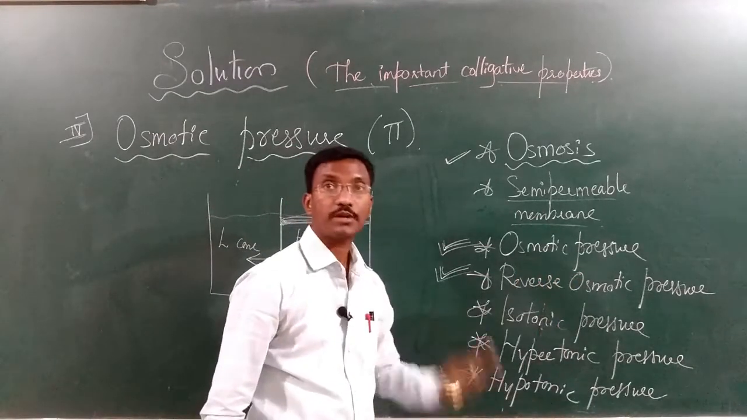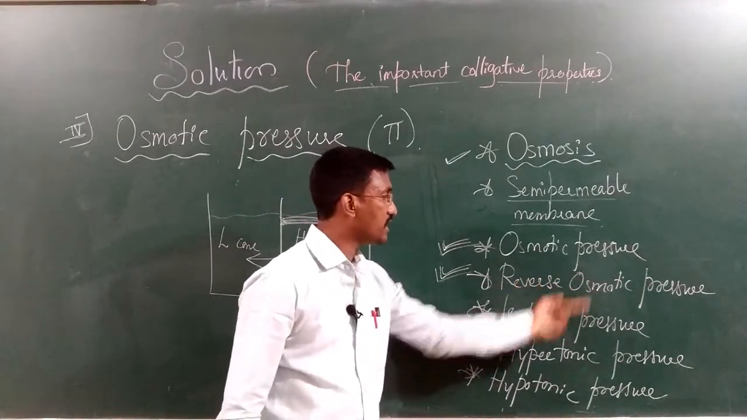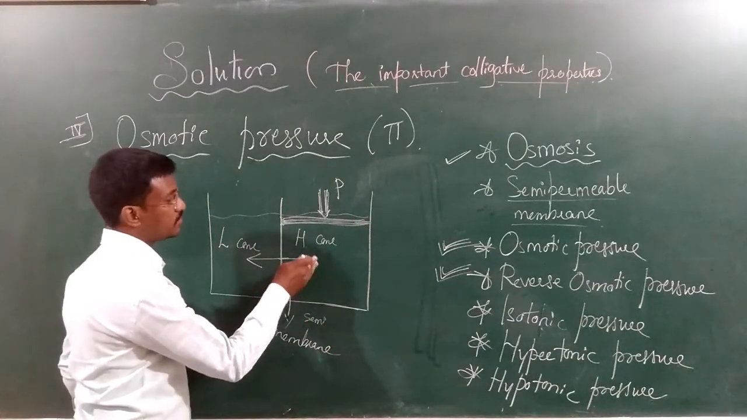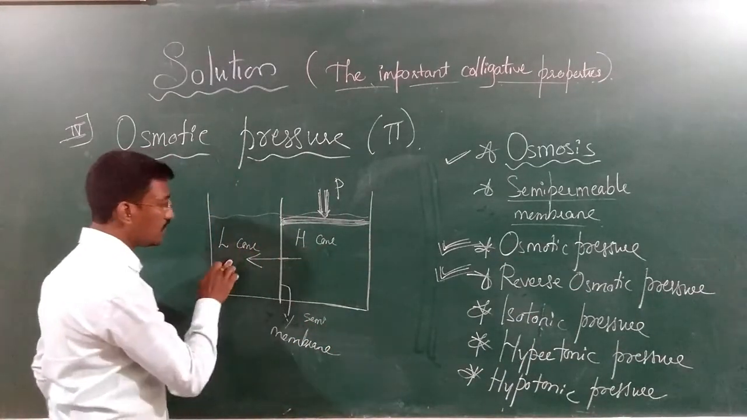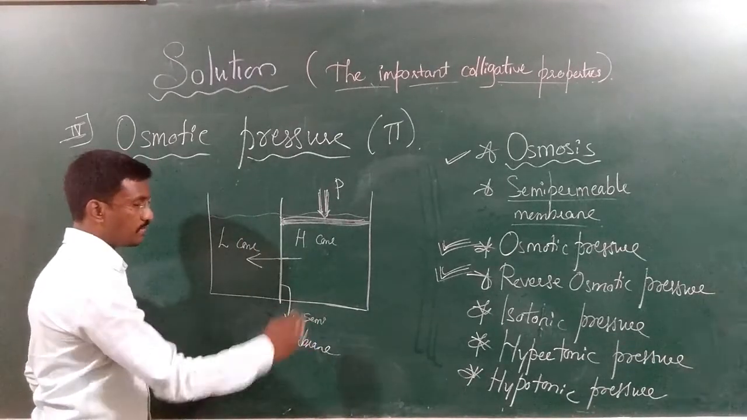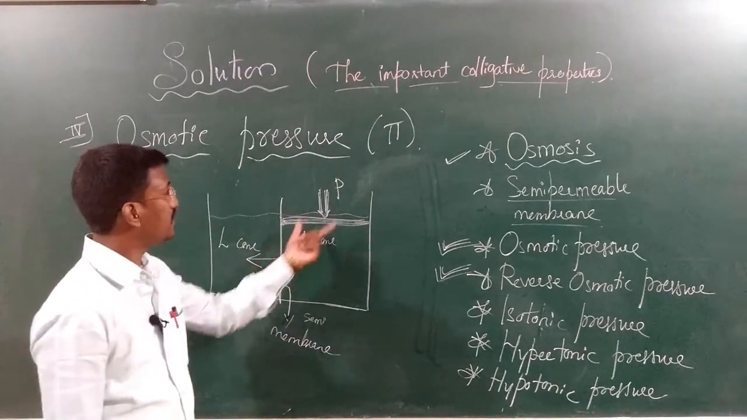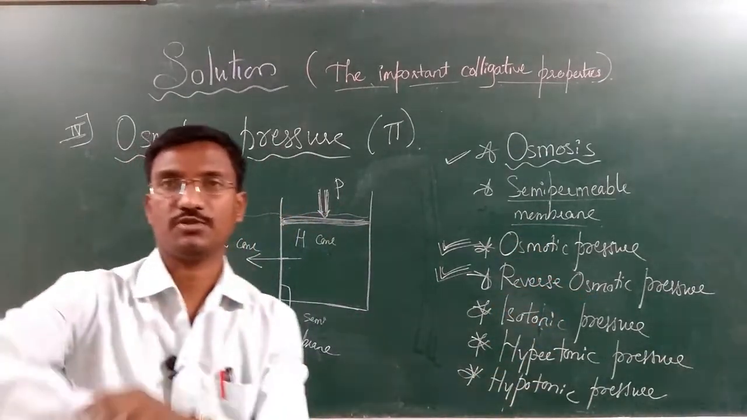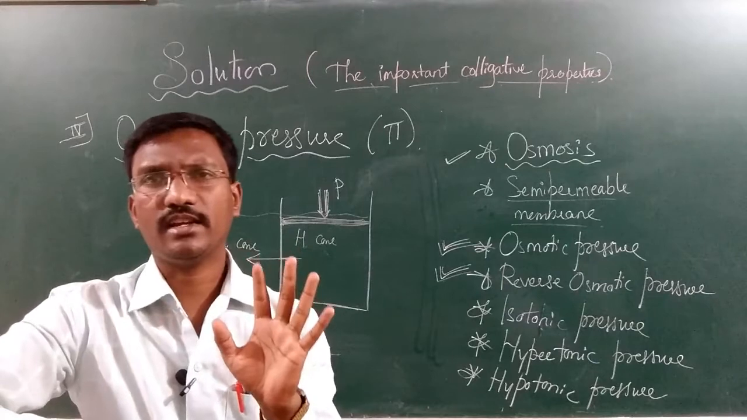If we simply ask what reverse osmosis is: reverse osmosis is the movement of solvent particles from higher concentration to lower concentration through a semi-permeable membrane by the presence of reverse osmotic pressure. Are you getting it? The concept is very clear.